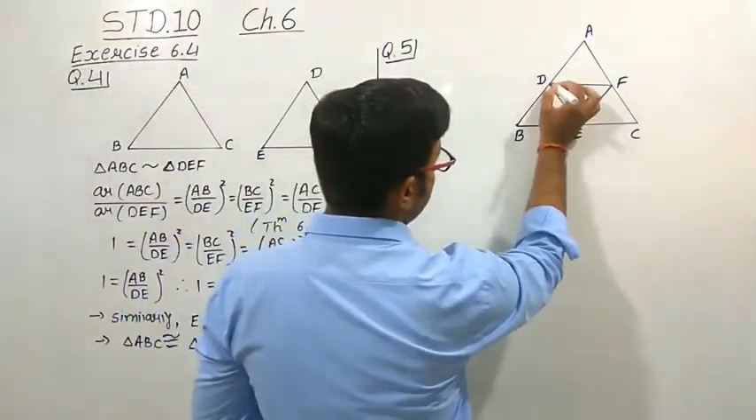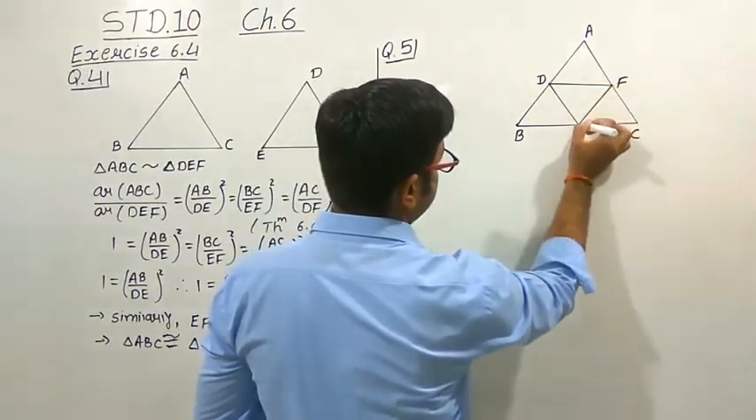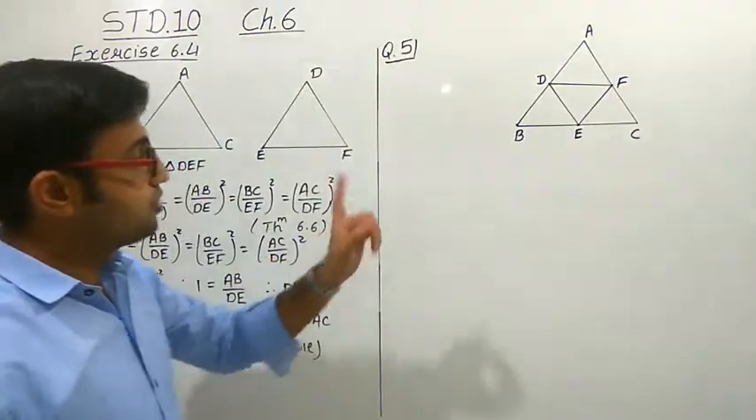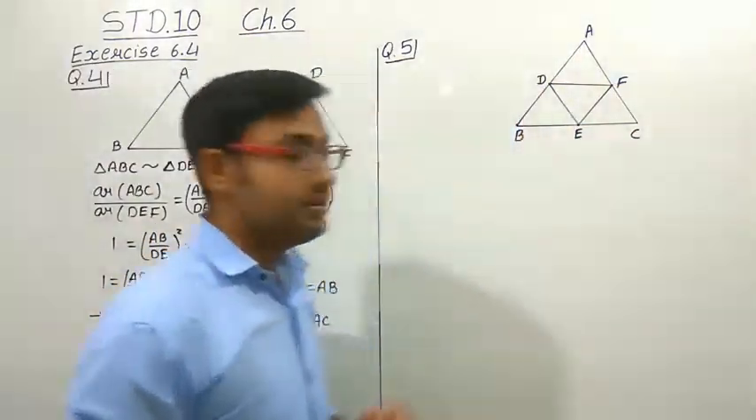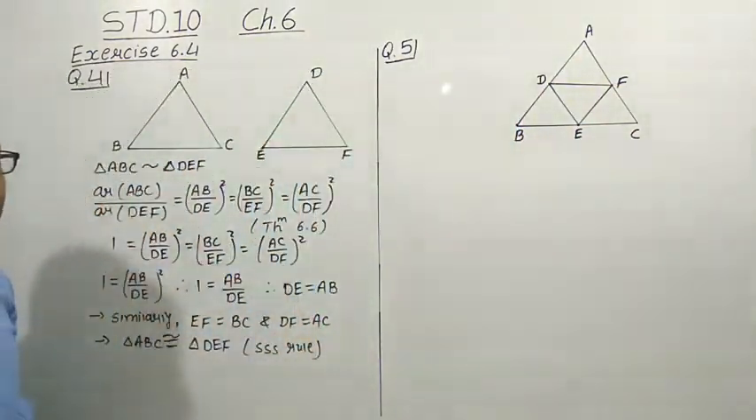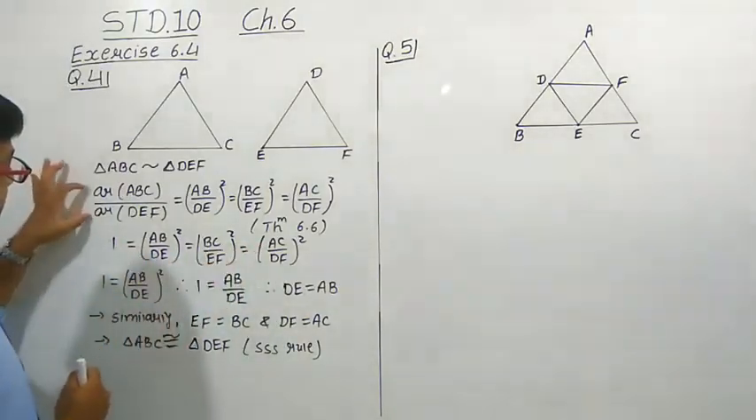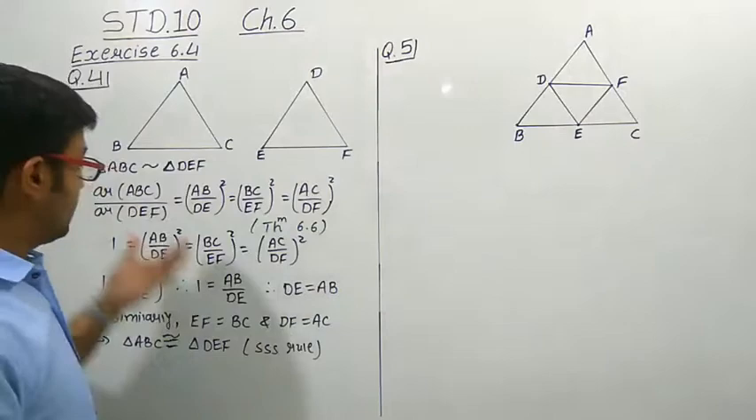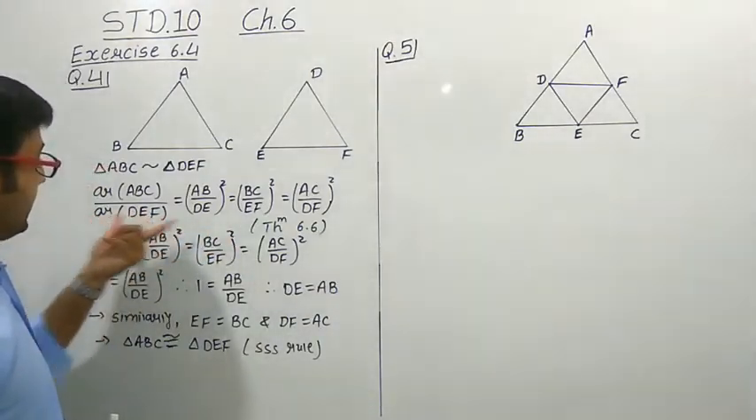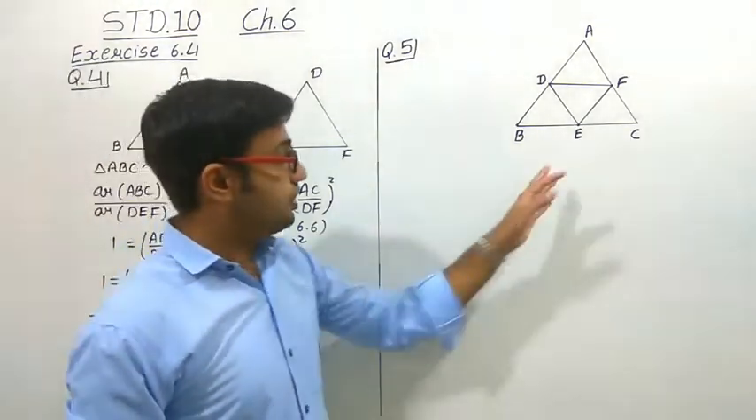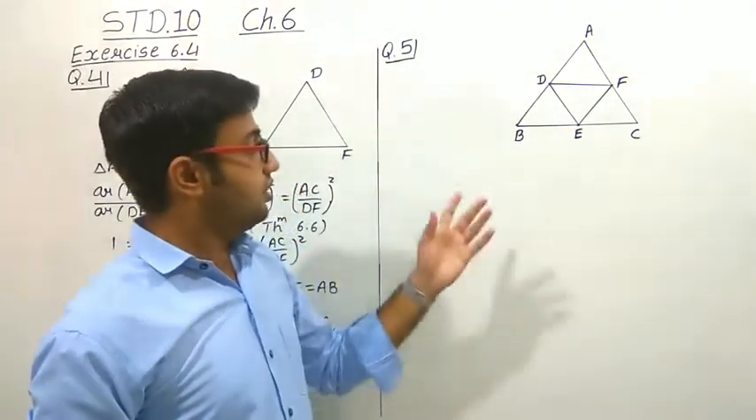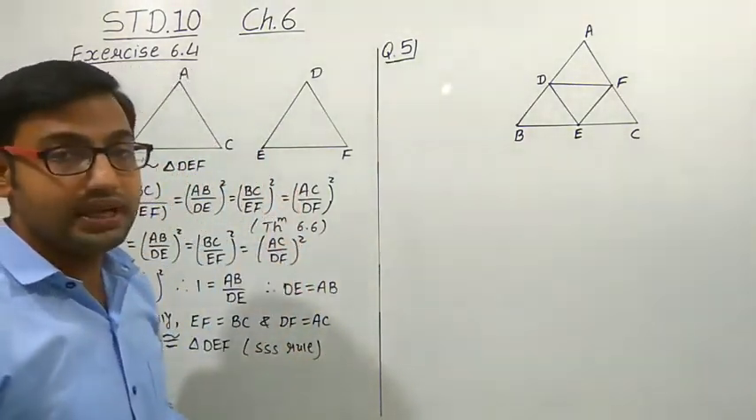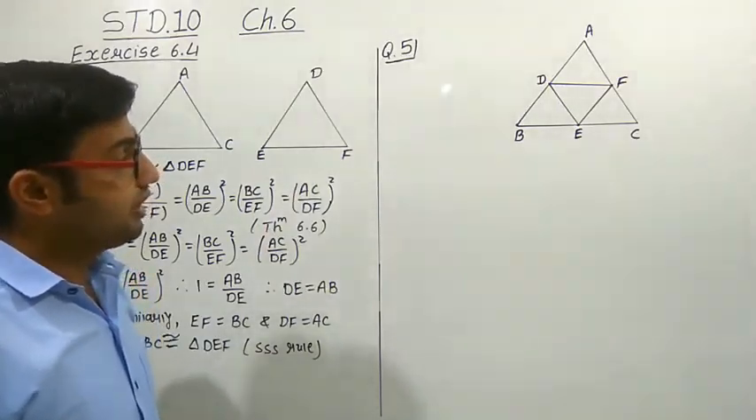Okay, so whatever we have studied in this chapter, we know that if we can prove these two triangles DEF and ABC similar, then according to theorem 6.6 we can write their ratio according to their sides. There is a relation between the area and the side. So here we have to prove triangles ABC and DEF similar. So how can we do this?